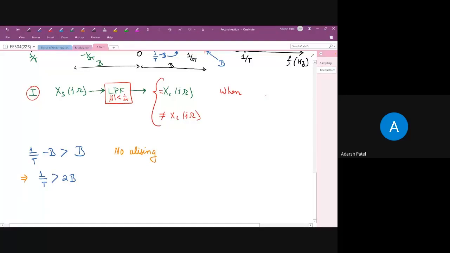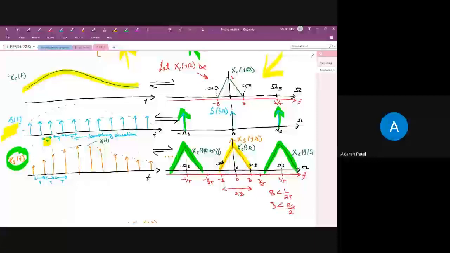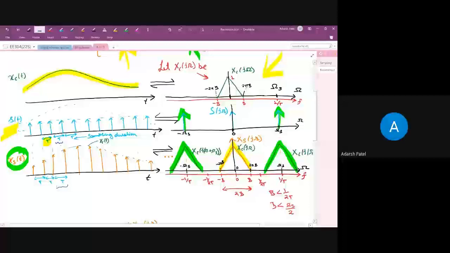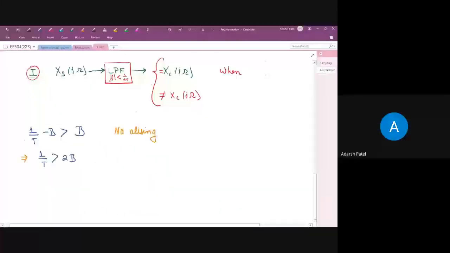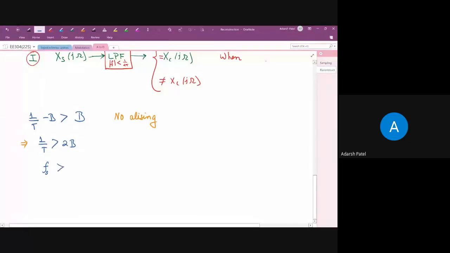1 upon T is the frequency. Frequency of what? T was the sampling interval, the duration of the impulse train, the sampling duration. So 1 upon T should be the sampling frequency. I will write this sampling frequency as Fs. Fs should be greater than 2B.